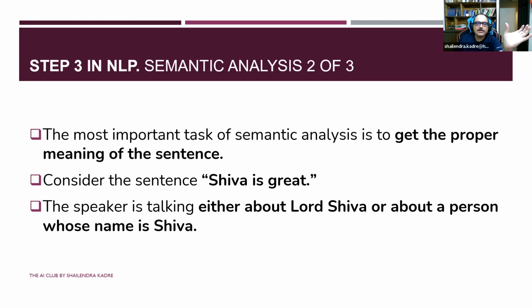So this person, when he talks about Shiva is great, might be talking about Shiva as a person. Like in South India, the southern part of India, Shiva is a very common name. So that person might be talking about a Shiva as an individual who is not very well known, or he might be talking about Lord Shiva. That's what we need to disambiguate, whether this person is talking about Lord Shiva or about Shiva as a common man. This type of analysis we will cover in syntactic analysis.